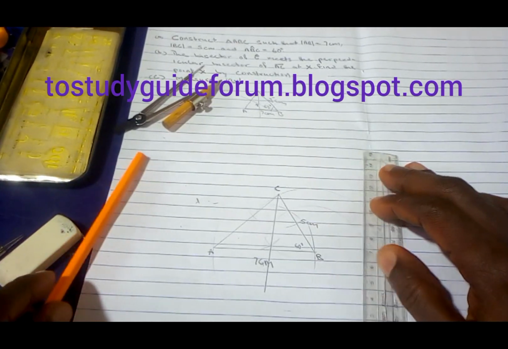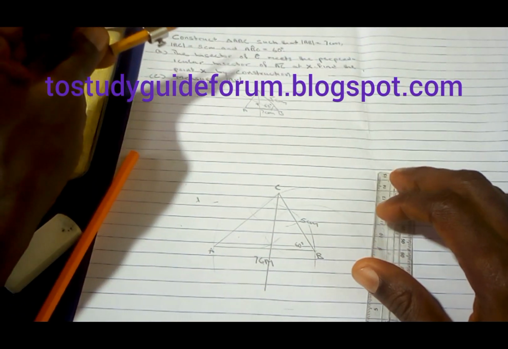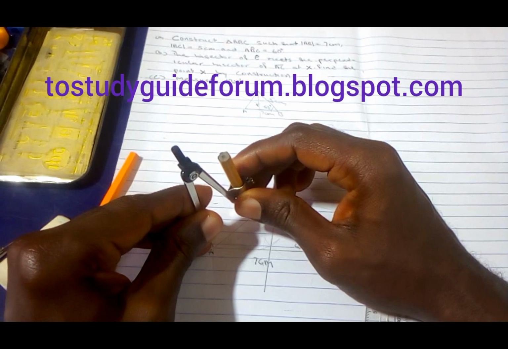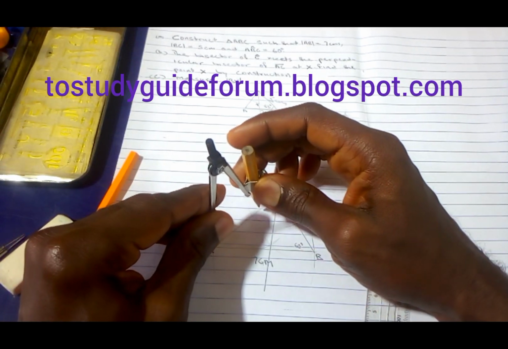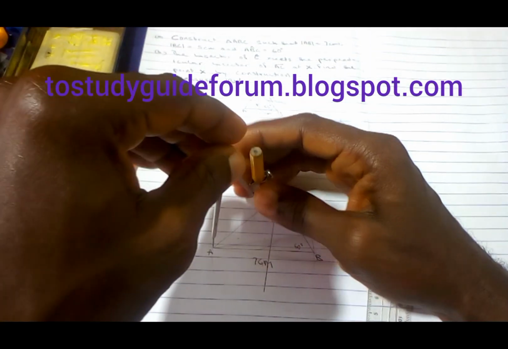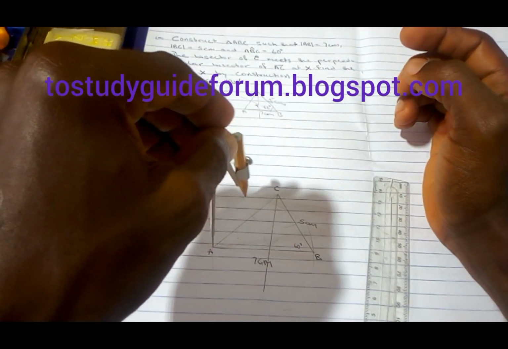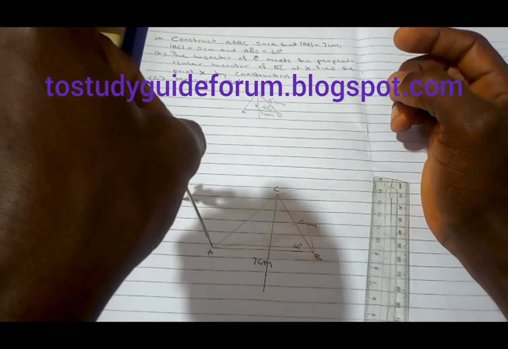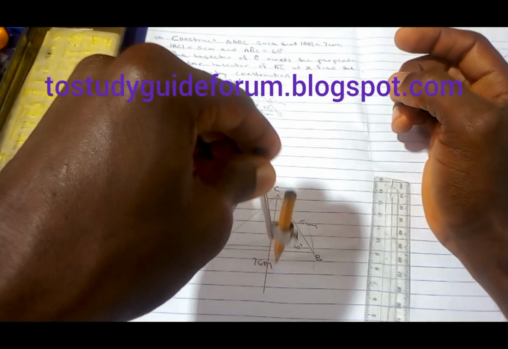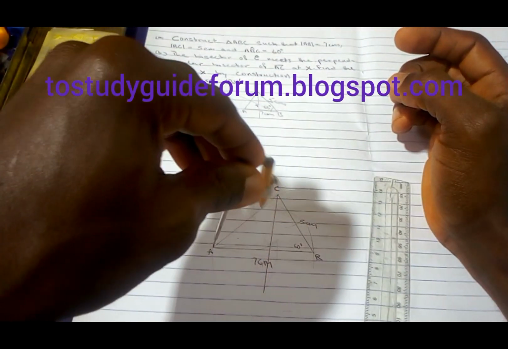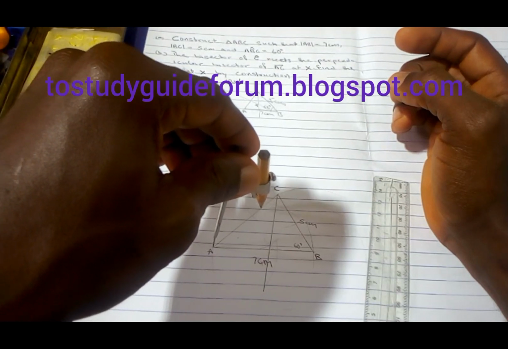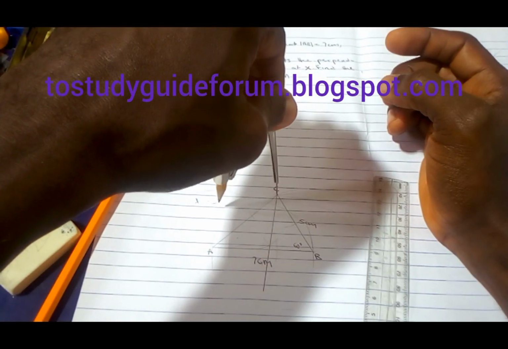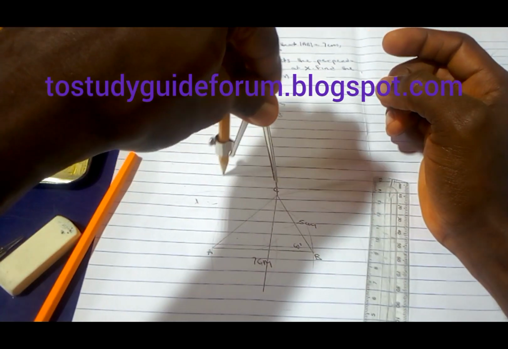So the next one is the bisector of AC. That is, we are going to bisect this end. When we are bisecting a straight line, it's always nice to take an arc that is a bit more than the length we are bisecting. So this is the radius I have chosen. You need to choose a radius that's a bit above the length of the side you are bisecting, so that you can easily get the point of intersection.